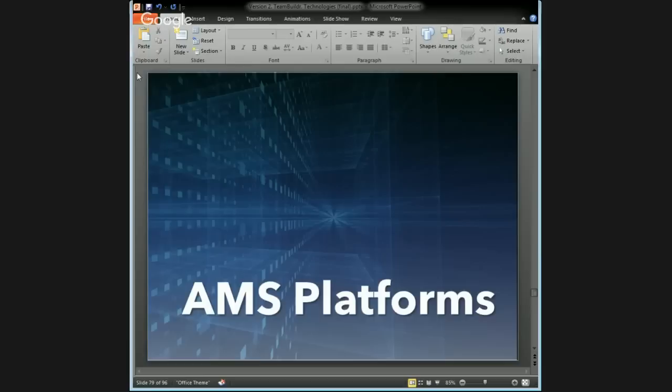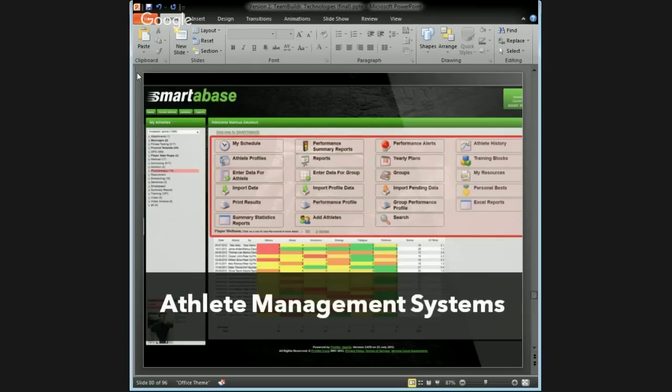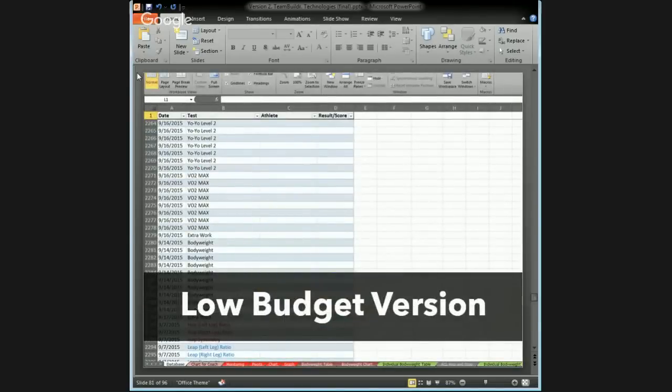AMS platforms, look, obviously this is from a software standpoint, there's a lot of AMS or athlete management systems, Smartabase, just looking at Team Builder, obviously, right? The sponsor of this, Coach Me Plus. There's a lot of different systems that you can utilize to try to affect your day-to-day operation from a coaching standpoint. Low budget version, look, we utilize Excel, and it's nothing fancy by any means.